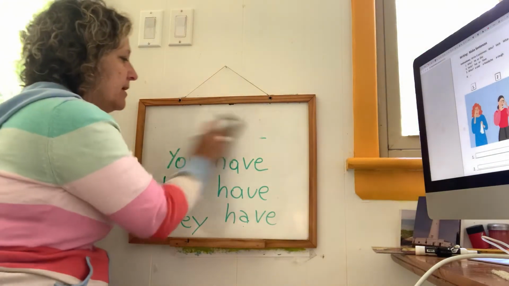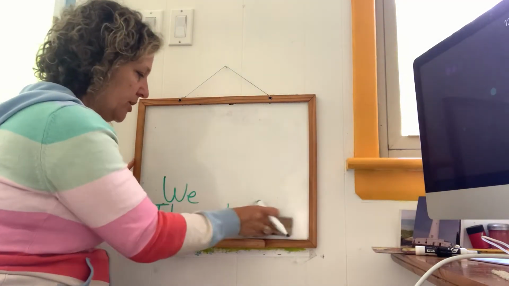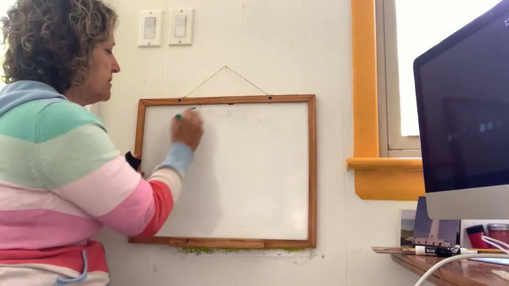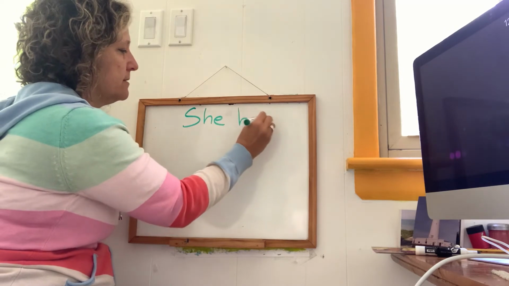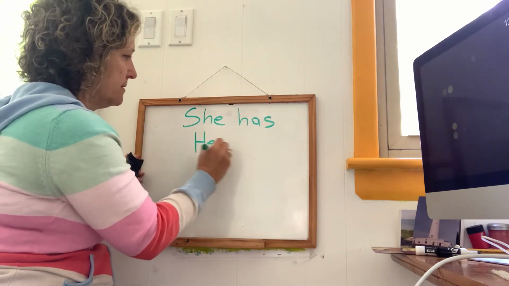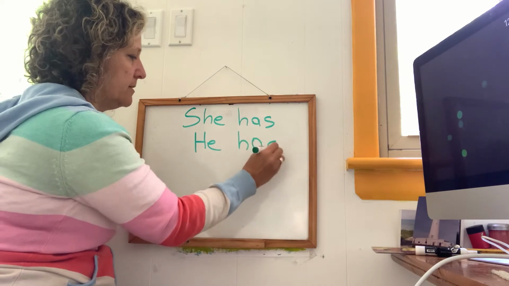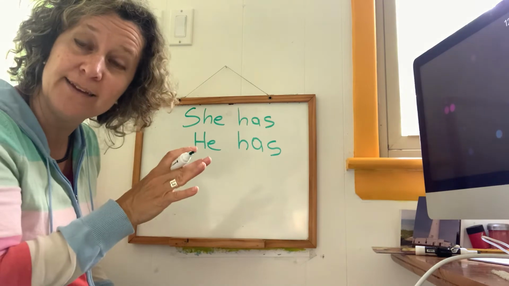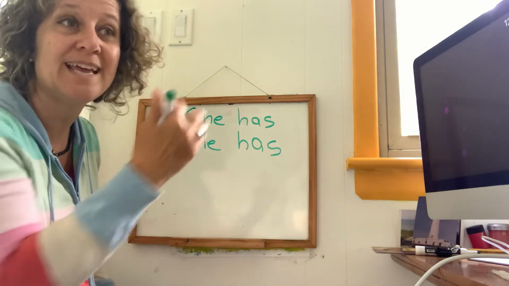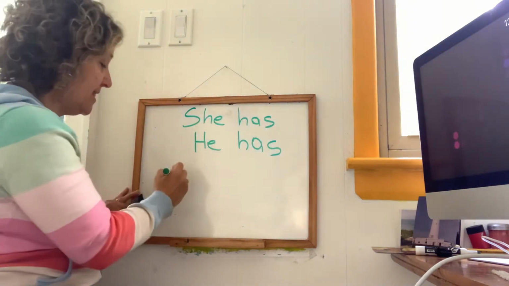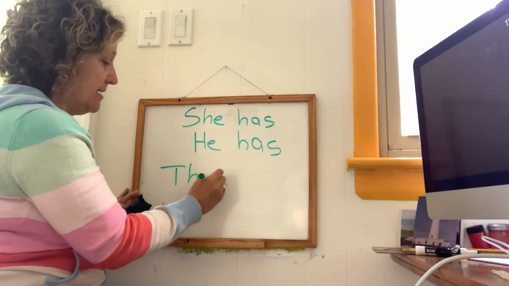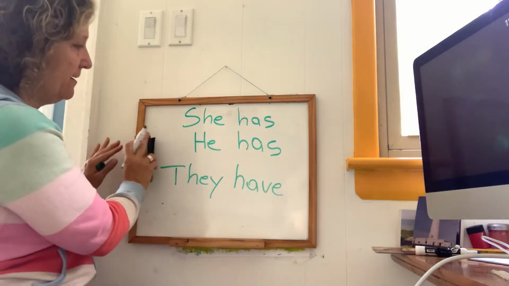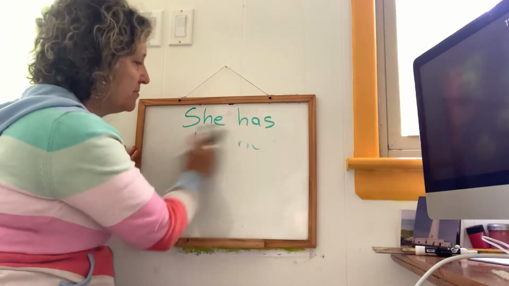Okay? And when it's she or he, you say she has, he has. If it is two people, like two ladies, you'd say they. You still say they have. Okay? I hope this helps.